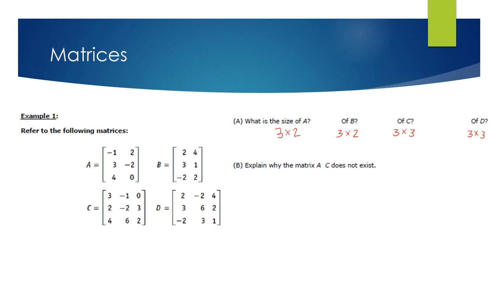There's a plus sign missing here. Let me put it in there really quick. It's asking you a question here. Why doesn't this matrix A plus C exist? So in your own words, explain why A plus C does not exist.